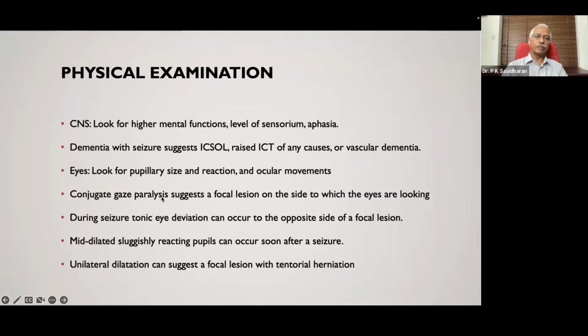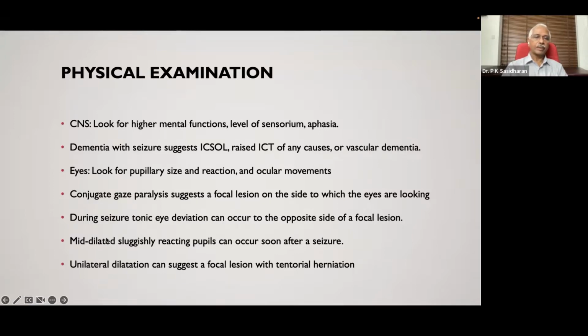Look for conjugate gaze paralysis, which suggests a focal lesion on that side. During seizure, the patient might be looking to the opposite side. Mid-dilated sluggishly reacting pupils can occur soon after a seizure. Sometimes you may feel that the patient is having a coma, but dilated, non-reacting pupils you may get immediately after a seizure.